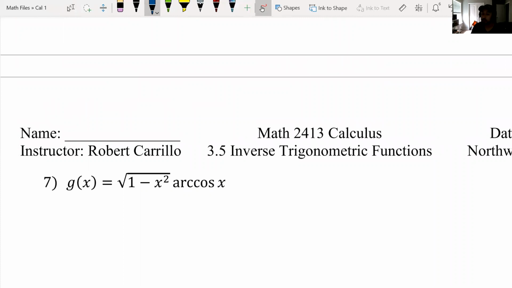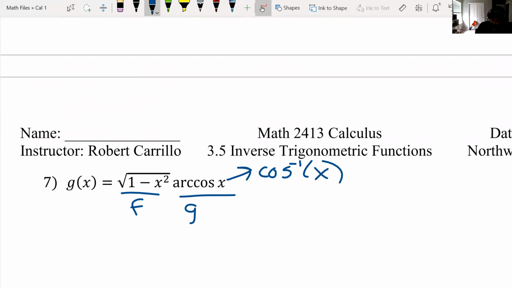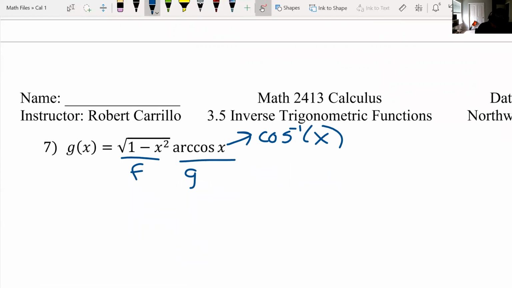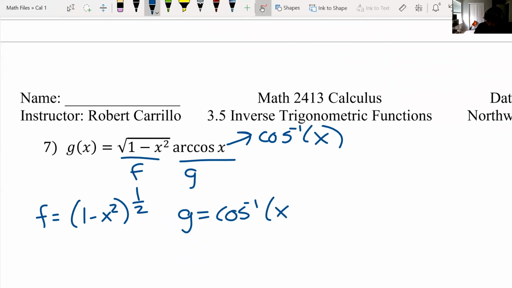G of x, square root of 1 minus x squared, arc cosine of x. Again, product rule. There's f, there's g. And remember, arc cosine is the same as the inverse cosine of x. So that's what we can change it to. Okay. So f is going to be 1 minus x squared to the 1/2. G is the inverse cosine of x.